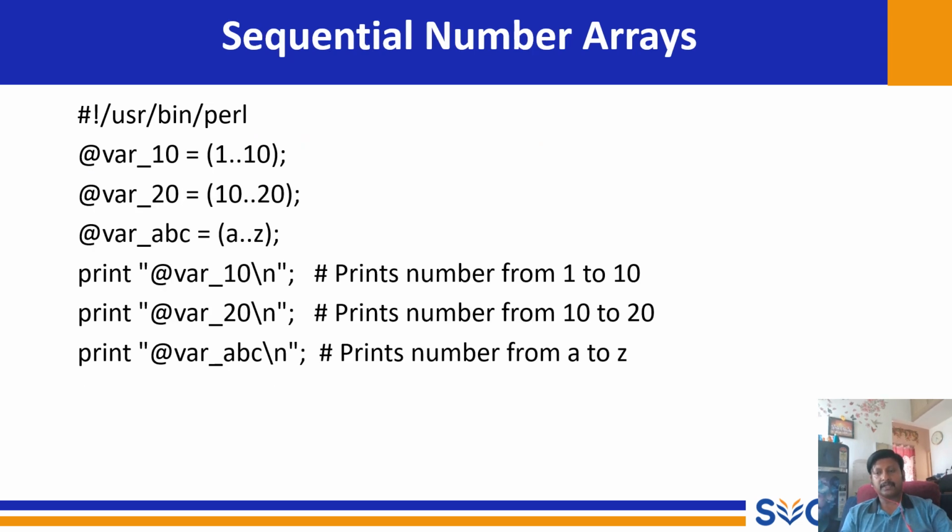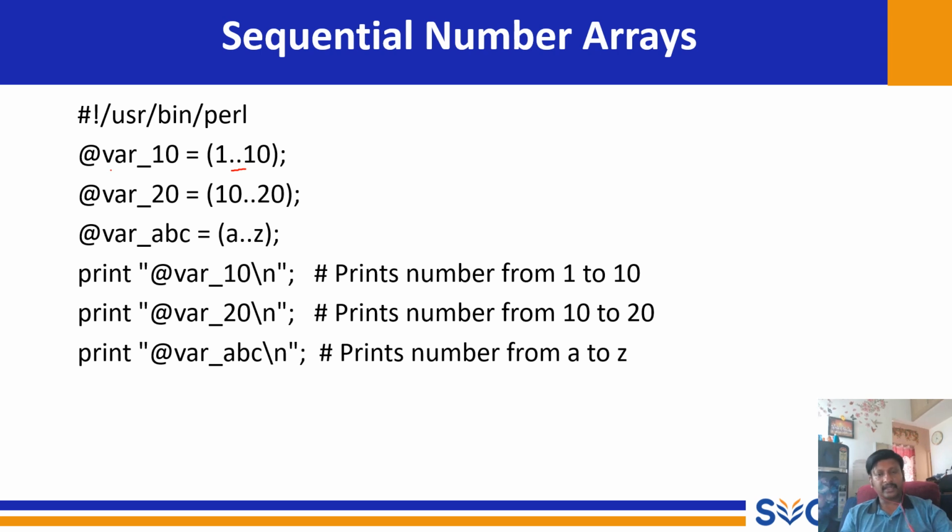Now let me take you to the next program. This is again an illustration of arrays, but using the range operator. The range operator here is the double dot. I'm going to enclose a list of 10 values using the range operator 1..10 in the variable var_10. Similarly, 10 to 20 I initialize in the array variable var_20. And similarly, A to Z, even the alphabets can be stored. A sequence of alphabets can also be stored.